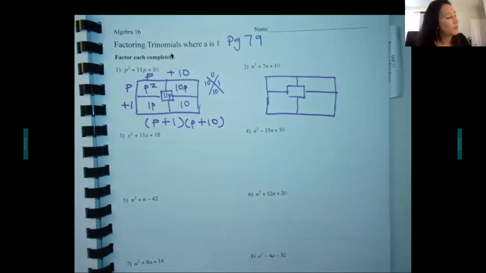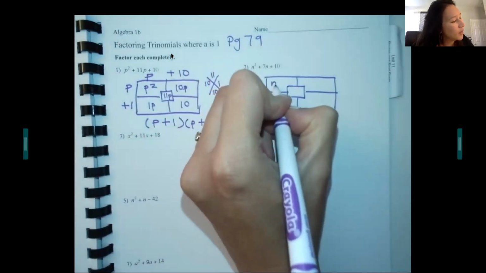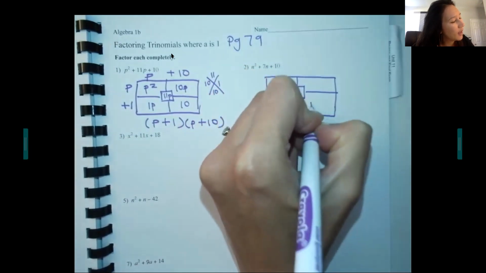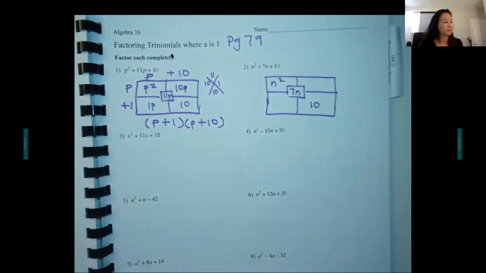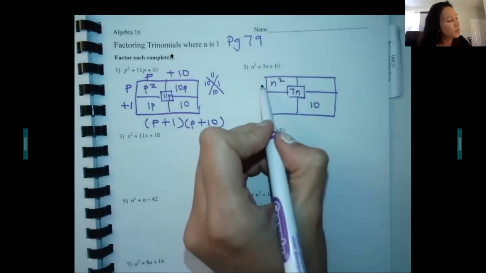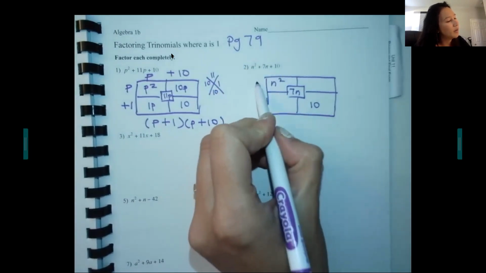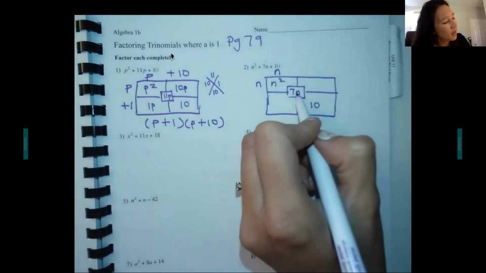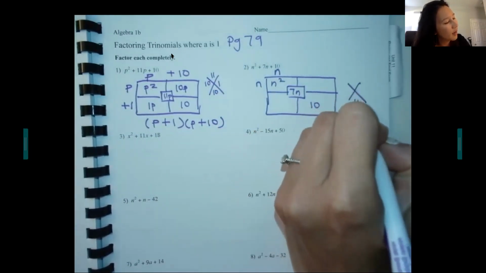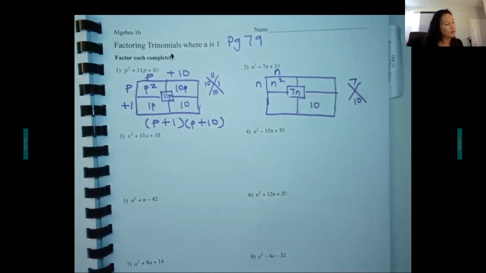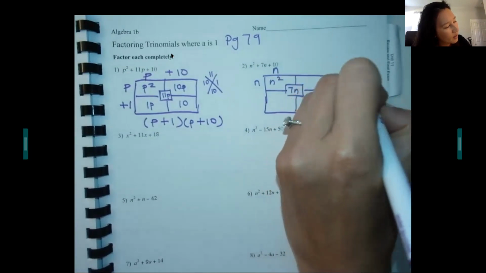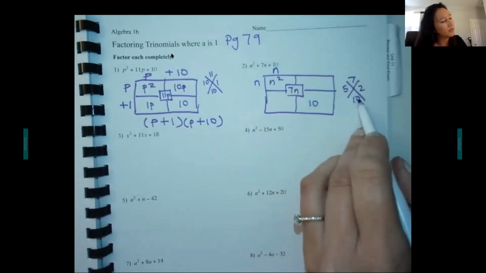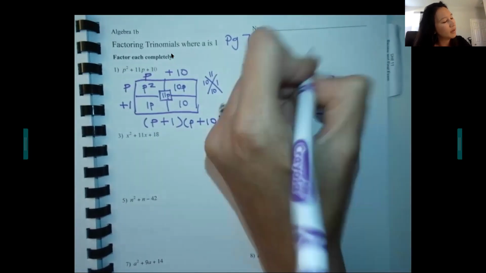Let's do another one. One more together. So we have n squared, 7n, and 10. So what multiplies to give us n squared? That's n times n. And then what multiplies to give us 10 and adds to give us 7? Looks like 5 and 2. 5 times 2 is 10, 5 plus 2 is 7.